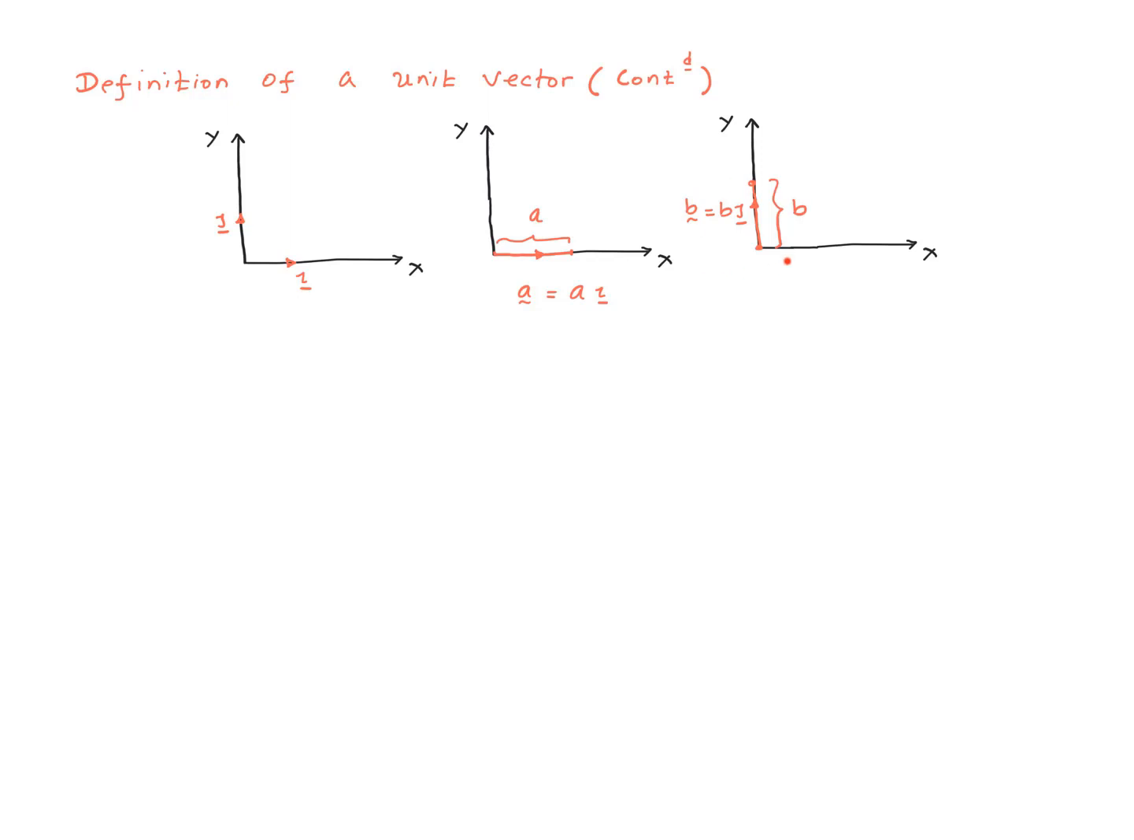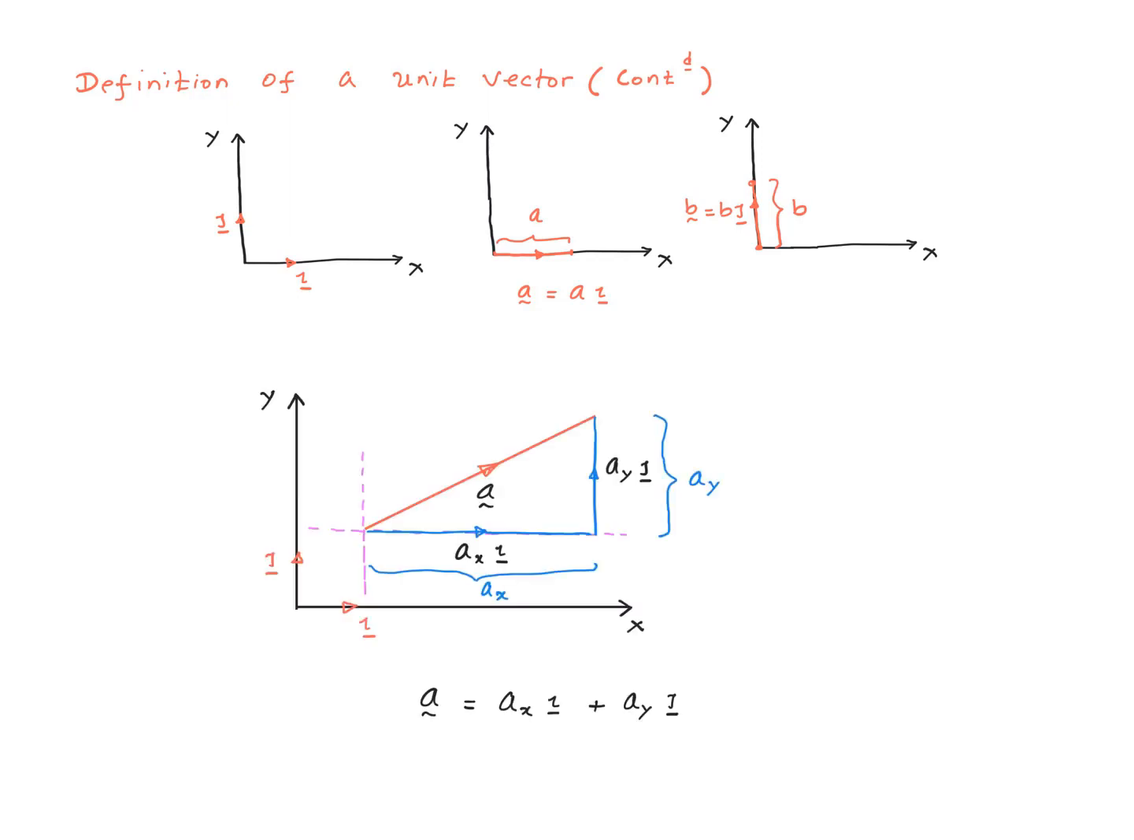And similarly, if I have a vector which is in the direction of y and has a magnitude of little b, then that vector can be represented like this. Vector b equals b times little j. Now let's consider a general vector A, which has a component ax in the x direction and ay in the y direction. We have a little triangle here, right?